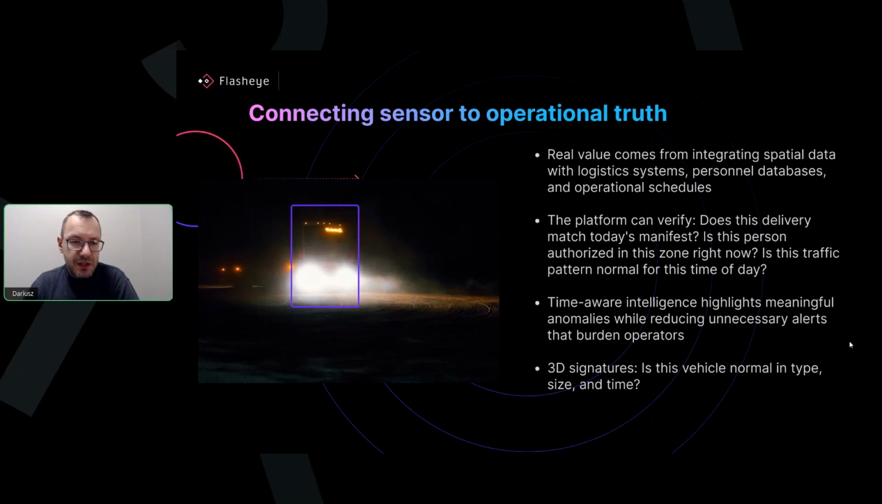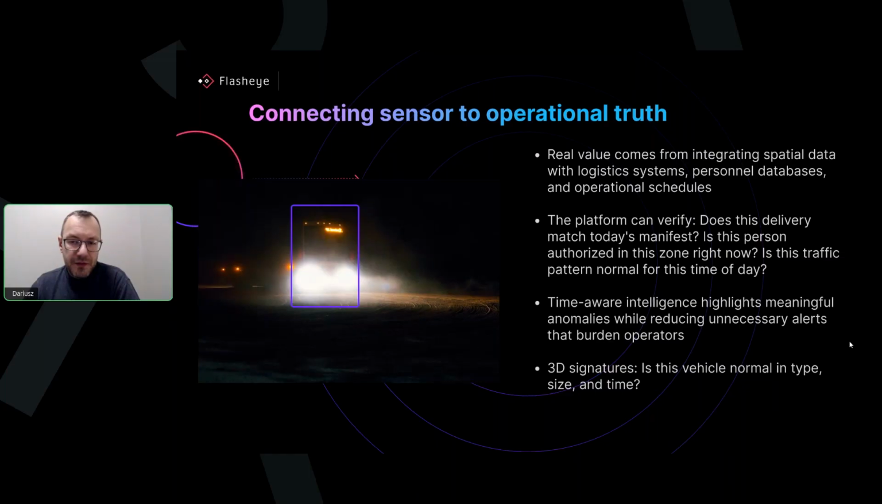Connecting sensors to operational truth. This is something which is done on a much higher level. And we are talking here about detection done by 3D perception, and then connecting with other systems, for example, logistics systems, personal databases, or operational schedules.